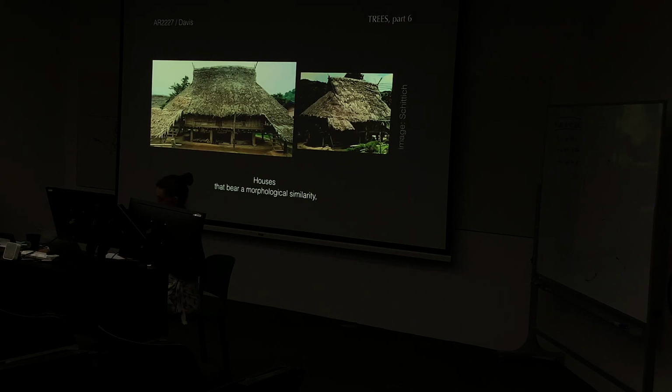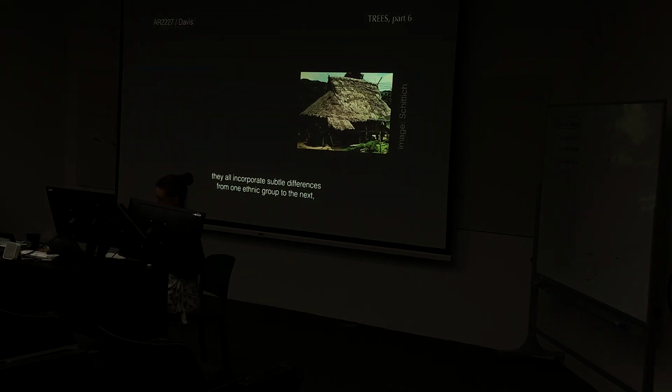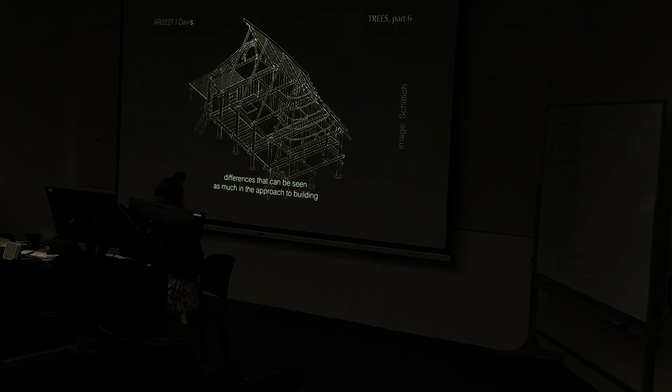Houses that bear a morphological similarity, meaning they look physically similar, can be seen throughout Southeast Asia, yet they all incorporate subtle differences from one ethnic group to the next. Differences that can be seen as much in the approach to building as the weaving patterns of traditional fabrics, clothing, song, and folklore.